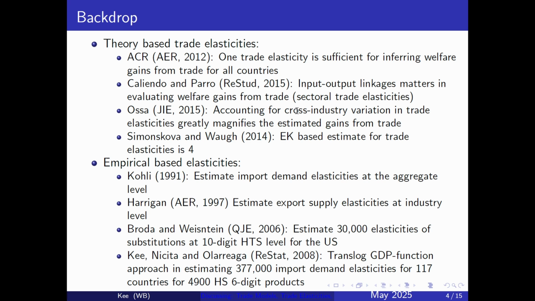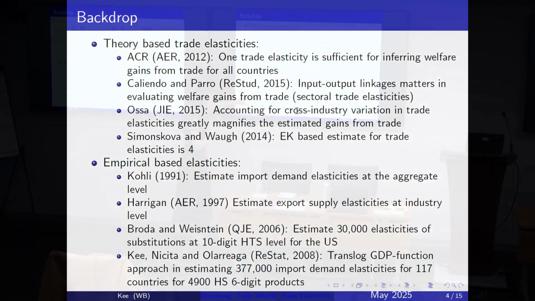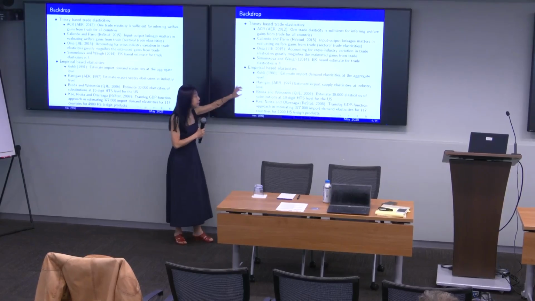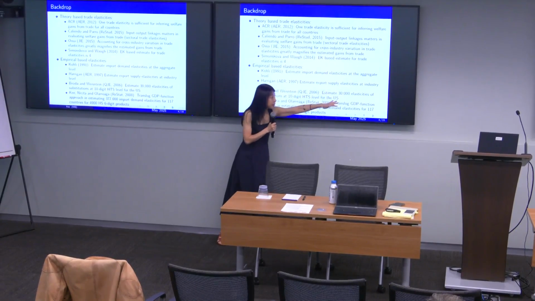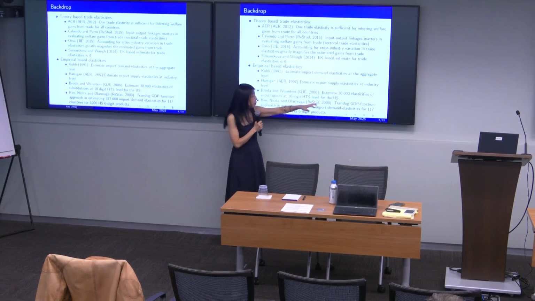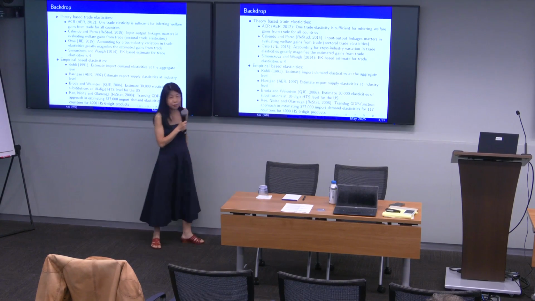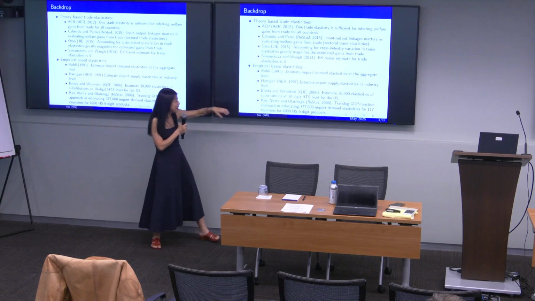Then, boom, come QJE, Broda and Weinstein. Once upon a time, we cited this paper a lot. They estimated 30,000 elasticities. They use Feenstra's approach. Later, I'll talk about it; I'm a Feenstra student. And then they say that, boom, we can actually estimate 30,000 elasticities reliably.